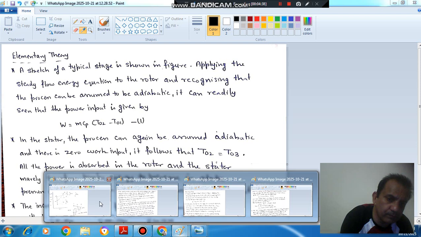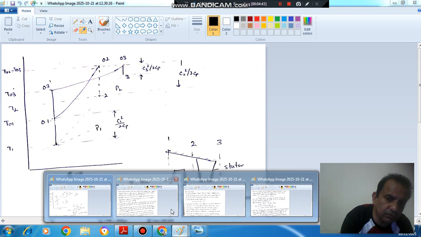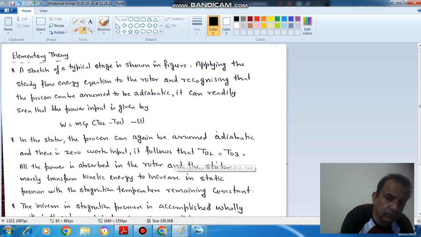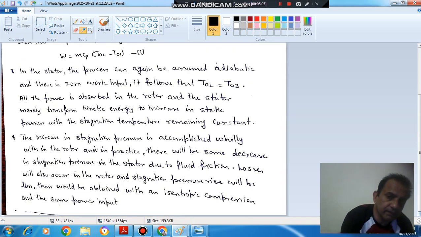So here between 2 and 3 the stagnation temperature will remain constant. Okay, so T02 is equal to T03. All the power is absorbed in the rotor, and the stator merely transforms the kinetic energy to increase in static pressure, with stagnation temperature remaining constant. So no power is delivered in the stator, so it just changes the kinetic energy into pressure energy.